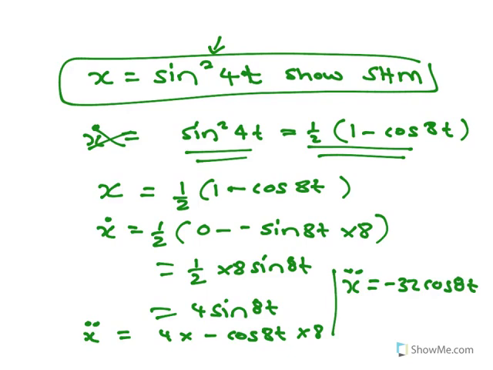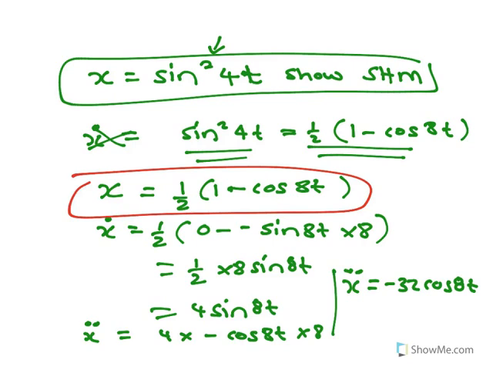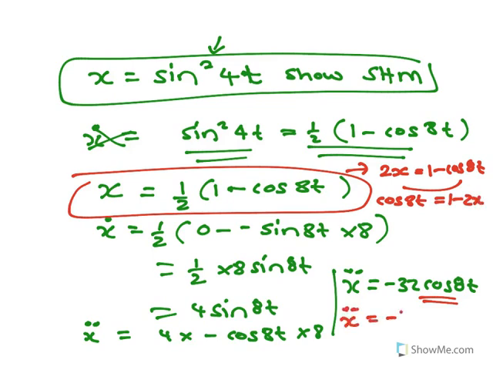So now we have to somehow replace it with x. So once again, we're better off going to this one. We want to find cos 8t. So that would be 2x equals 1 minus cos 8t. If I swap those, you get cos 8t equals 1 minus 2x. So x double dot is minus 32, 1 minus 2x.